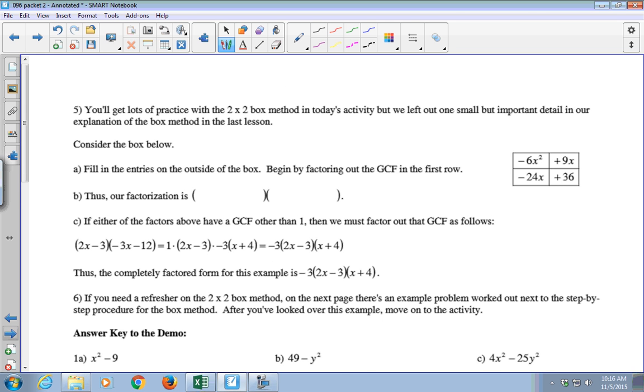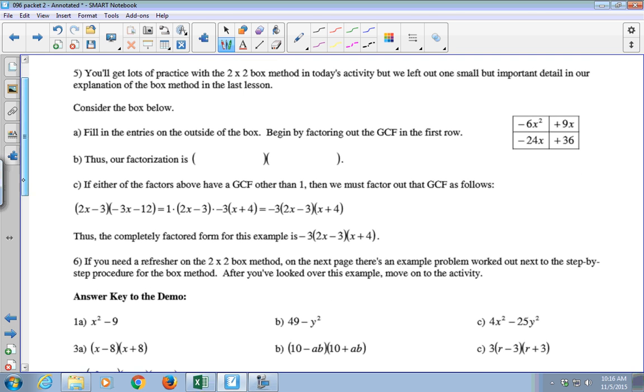All right, so you're going to get lots of practice with the 2x2 box method in today's activity. But we left out one small but important detail in our last lesson about the 2x2 box.